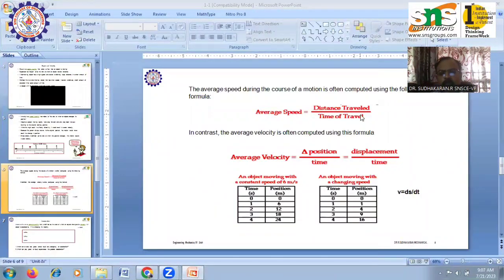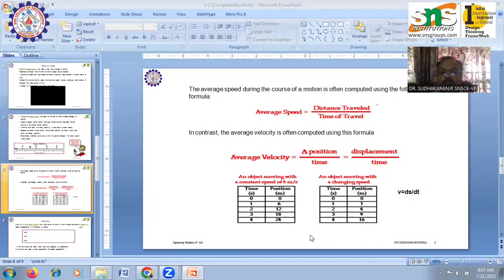Now, what do you mean by average speed? Average speed is determined by the following equation: distance traveled divided by time taken. Whereas average velocity is often computed using this formula: displacement divided by time. Let me explain this with an example.